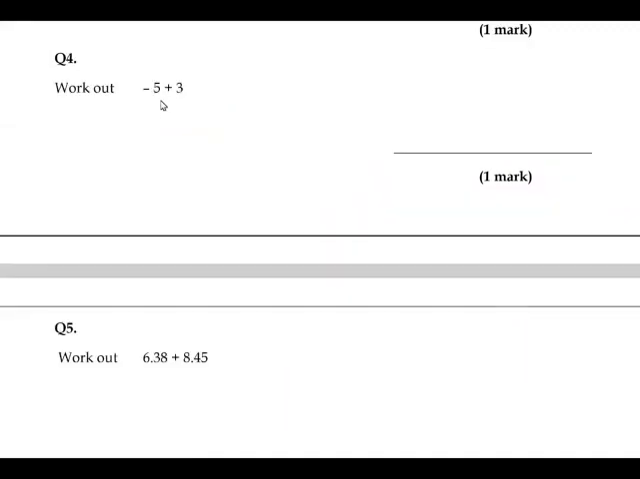Question 4, what is minus 5 plus 3? So if you're at all unsure, again, set up your number line. You're at minus 5, you're going in the positive direction, 3. So minus 5, minus 4, minus 3, you're at minus 2 for 1 mark.